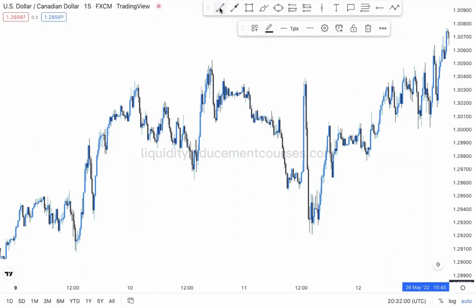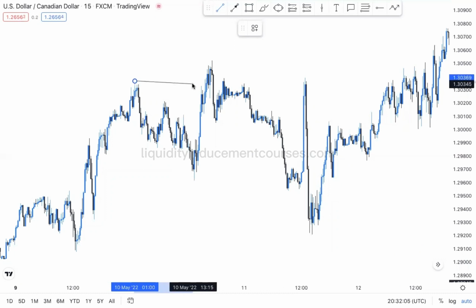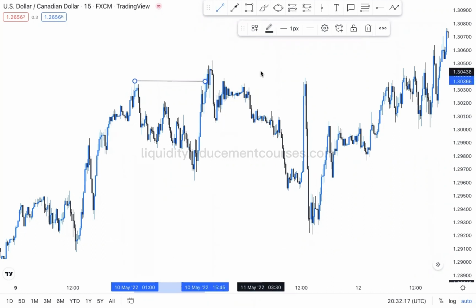Nice. Okay, so one more time, we have this level here, right? And the price went higher to mitigate that level, okay? And then we have to look forward to a break of structure. It is very important, a break of structure, right?